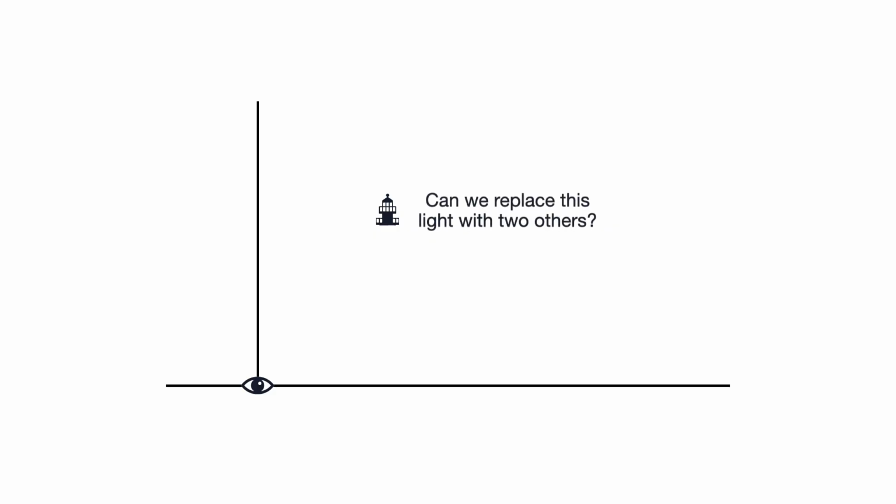Can we replace this light with 2 others while preserving the same brightness? Geometry comes to our rescue. Draw a line from the observer to the light. Draw a perpendicular line through the light. Where it meets the 2 axes, place 2 new lights.